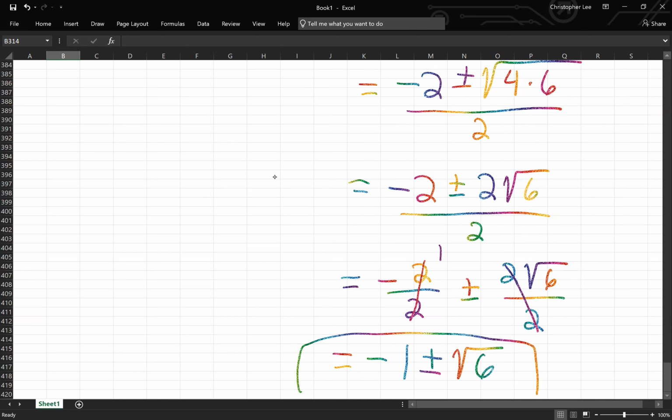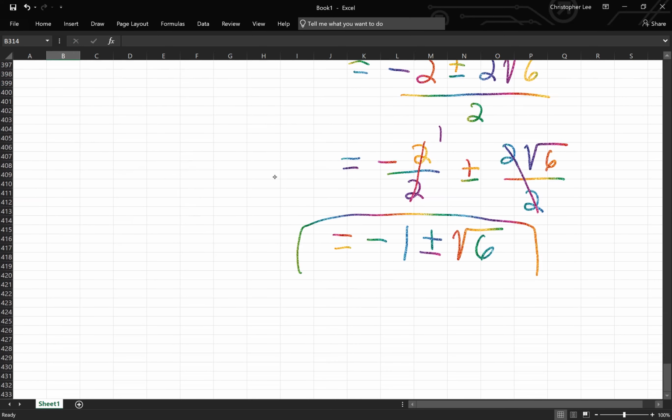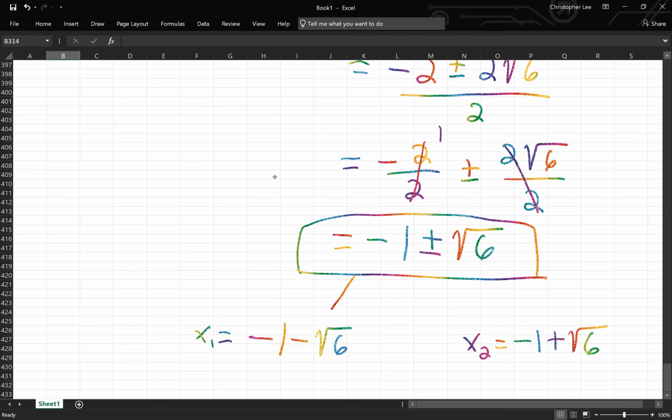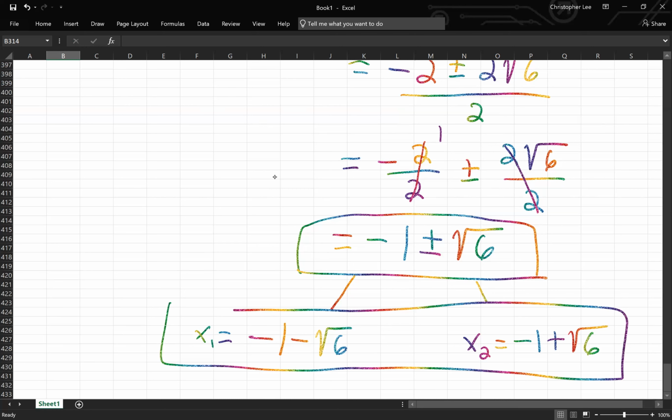And then that's it. Again, if you want to give me 2 separate answers, that's fine as well. -1 minus square root 6, call that x1 equals. And then for x2, we'll say -1 plus the square root of 6. I'll take that as well. All right. Well, no, either this or this. So either both of them together or both of them separate. Yeah, sure.